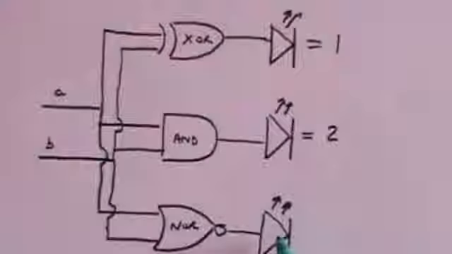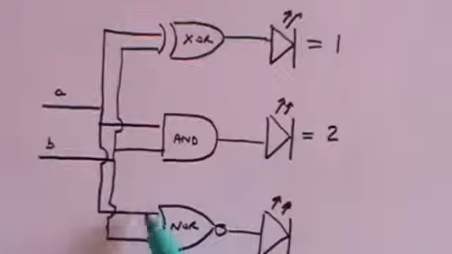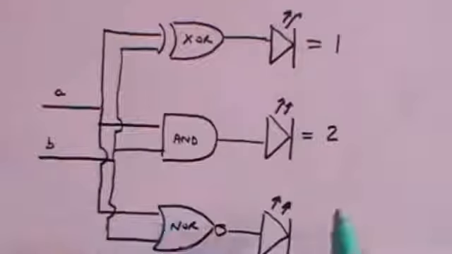And what about NOR? Well, NOR will only send out a positive voltage if both the inputs are 0 volts. If either or both have got positive voltages, you'll get no output. So the only way this light emitting diode is going to light up is if both inputs have no volts, and that means they represent 0. So 0 plus 0 is 0.